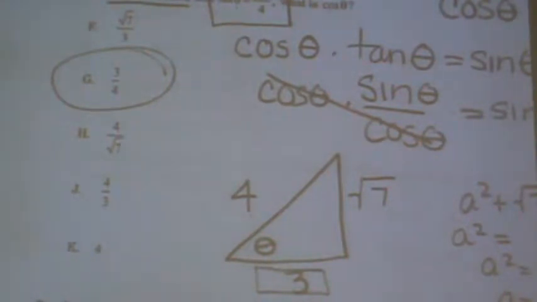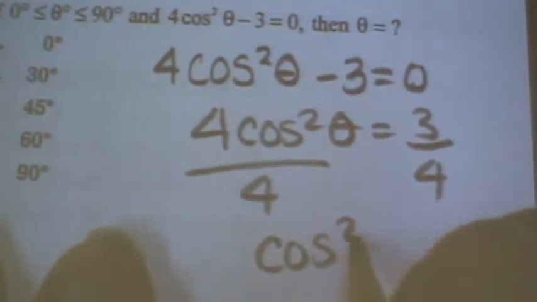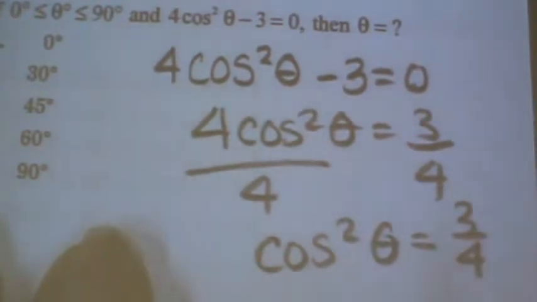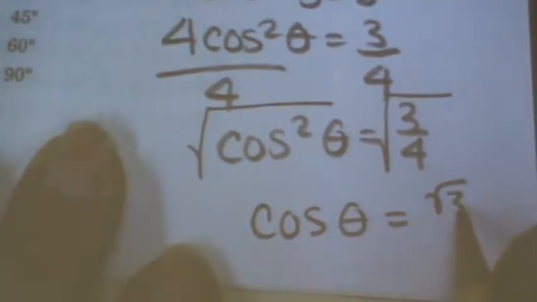Okay, next one. What's your gut feeling on what to do here? So you don't know how to do this problem because I haven't taught you this yet. I heard it. Add 3, divide by 4. And you are absolutely right. So cosine of theta, you've got a 4 here. Get this 3 over. And then divide by 4. Now what do you think you're going to do? What do we do in that other problem? Square root both sides. So you get cosine is equal to root 3 over 2.